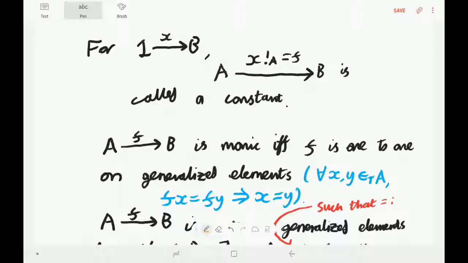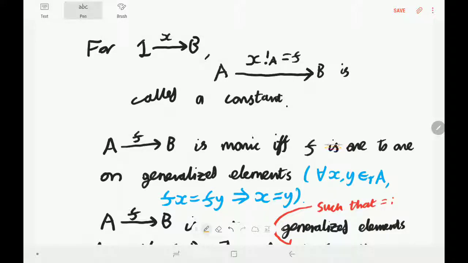So one of the ideas is the idea of a monic. Another way we can say an arrow f from A to B is monic is to say that f is 1-to-1 on generalized elements, because we can see that the definition is basically that for all x and y, which are t elements of A, for any t of course, we have that fx equals fy implies x equals y. That's nice again, because it looks similar to the way we define this sort of thing in Set.